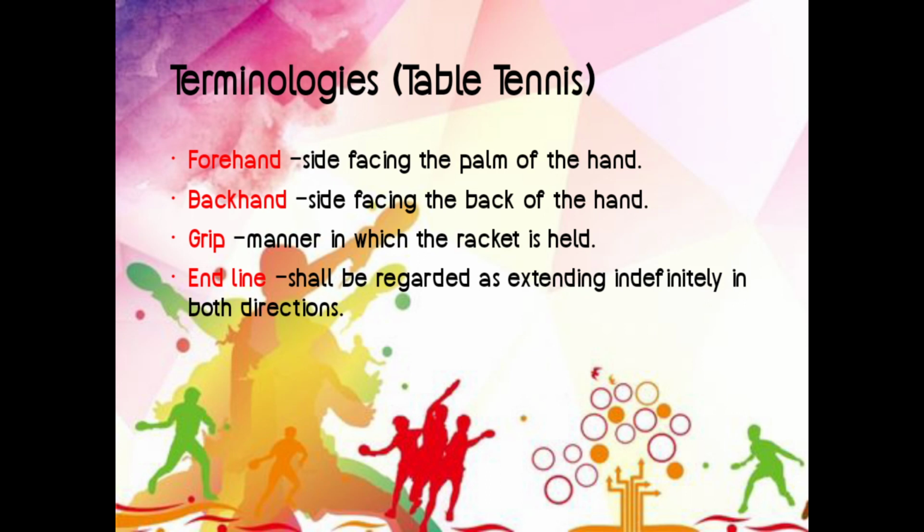Another is the backhand. A backhand shot involves turning your arm slightly across your body to hit the ball. It is the side facing the back of the hand. Like the forehand, the backhand can also be broken down into four components: your stance, the backswing, the strike, and the finish. That is how to do the backhand.